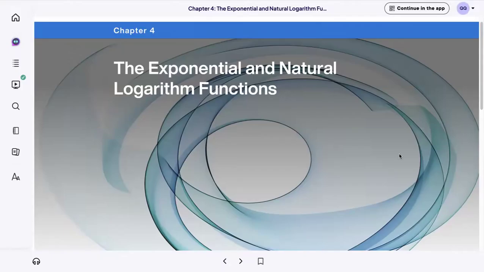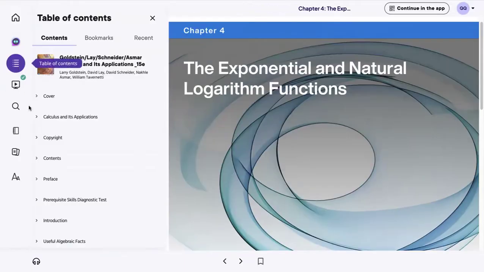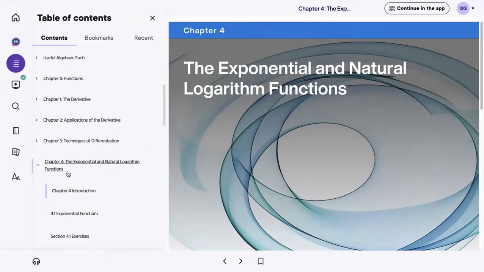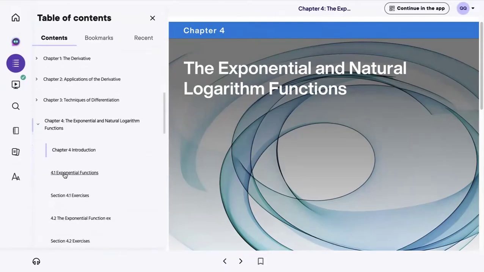Okay, chapter 4. Chapter 4 talks about exponential and natural logarithm functions. We've talked about exponential functions earlier.